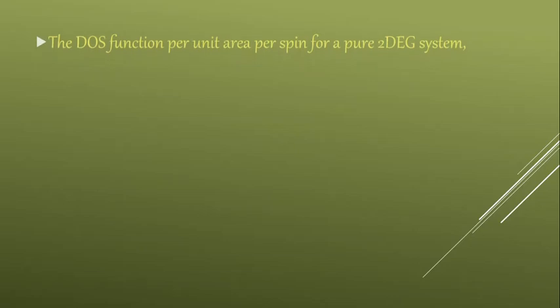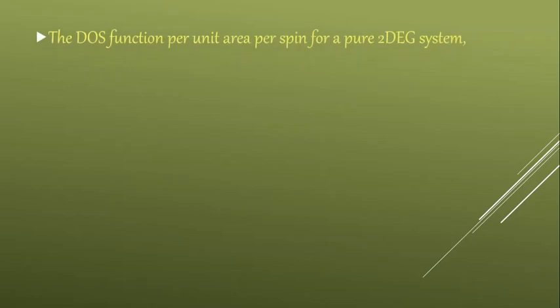Then after understanding the energy eigenvalues as well as the wave function, finally let us study the density of states. The density of states function per unit area per spin for a pure two-dimensional electron gas system, which has the dispersion relation E of k perpendicular equals h cross square k perpendicular square by 2m star, can be expressed as rho of E of the two-dimensional system equals m star by 2 pi h cross square. So what is the conclusion out of it?